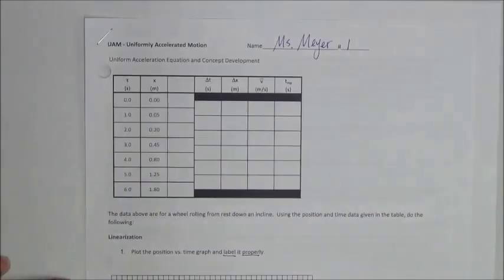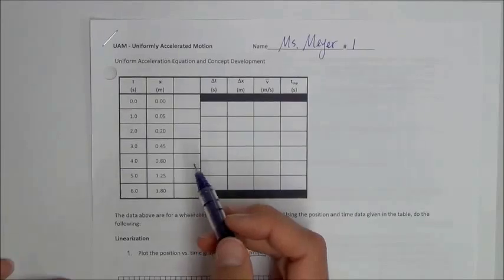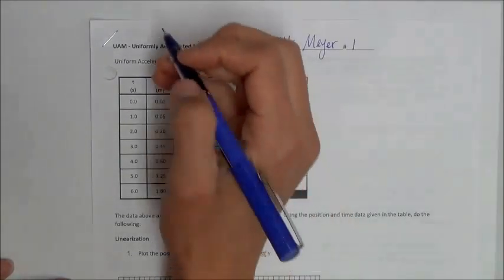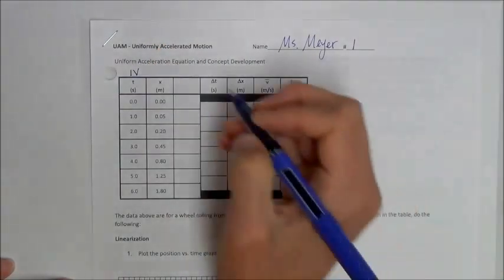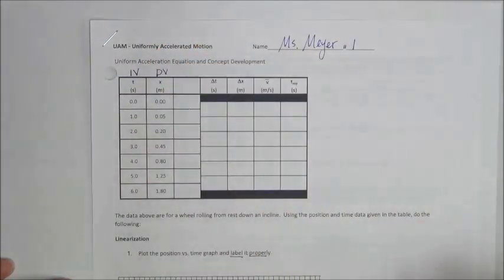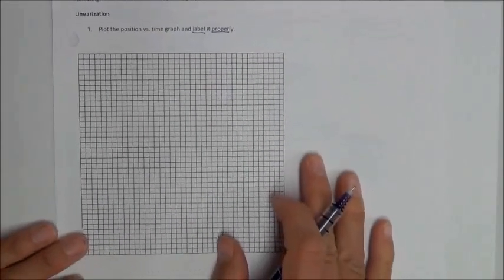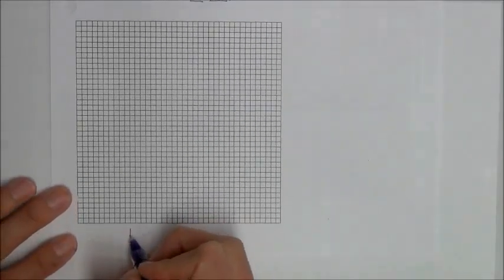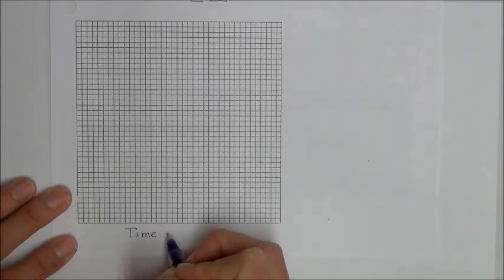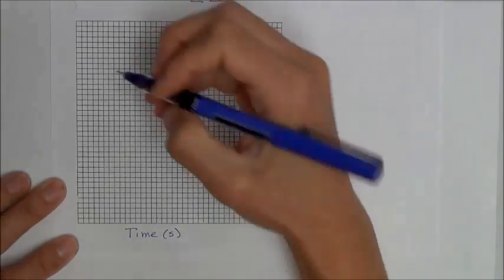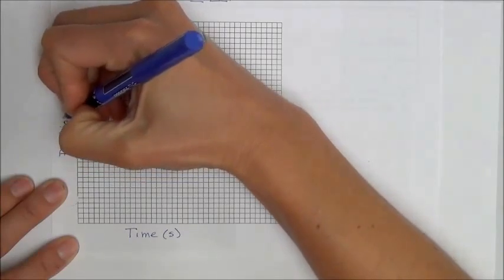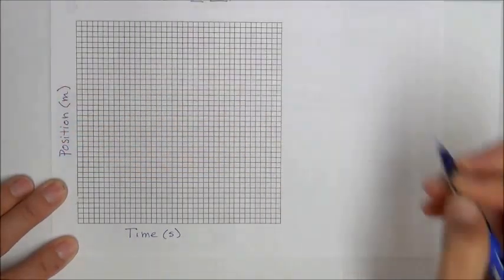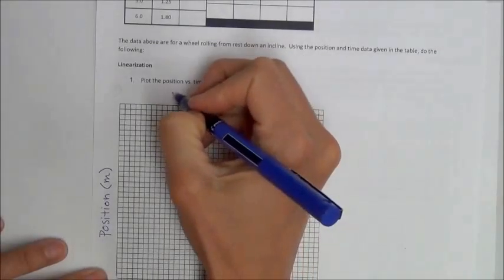Consider which is going to go on the x-axis and which is going to go on the y-axis. Remember that our first data column here is our independent variable, and then our second one is our dependent variable. So think about which axis you're going to put each of these on. You should put time down here. Don't forget to label it properly with the units, and position over here. Again, don't forget to label it properly with the units, and then you need a title.